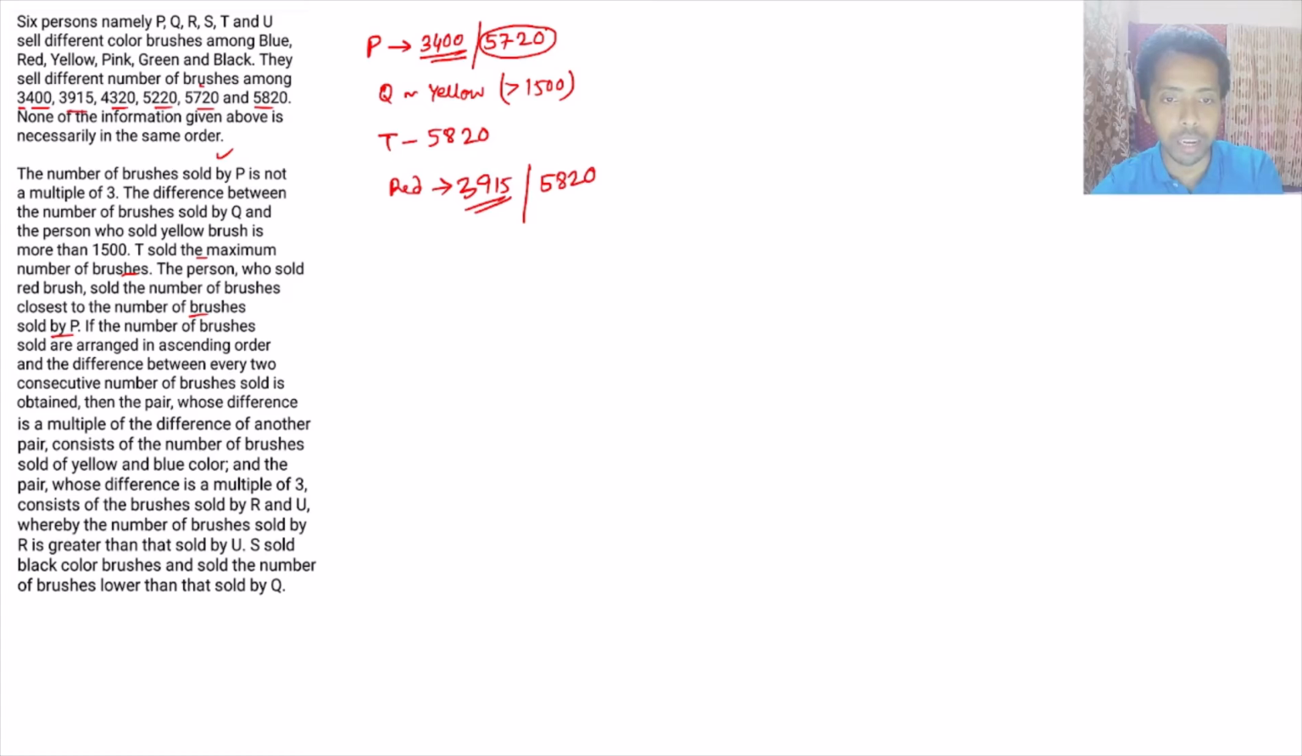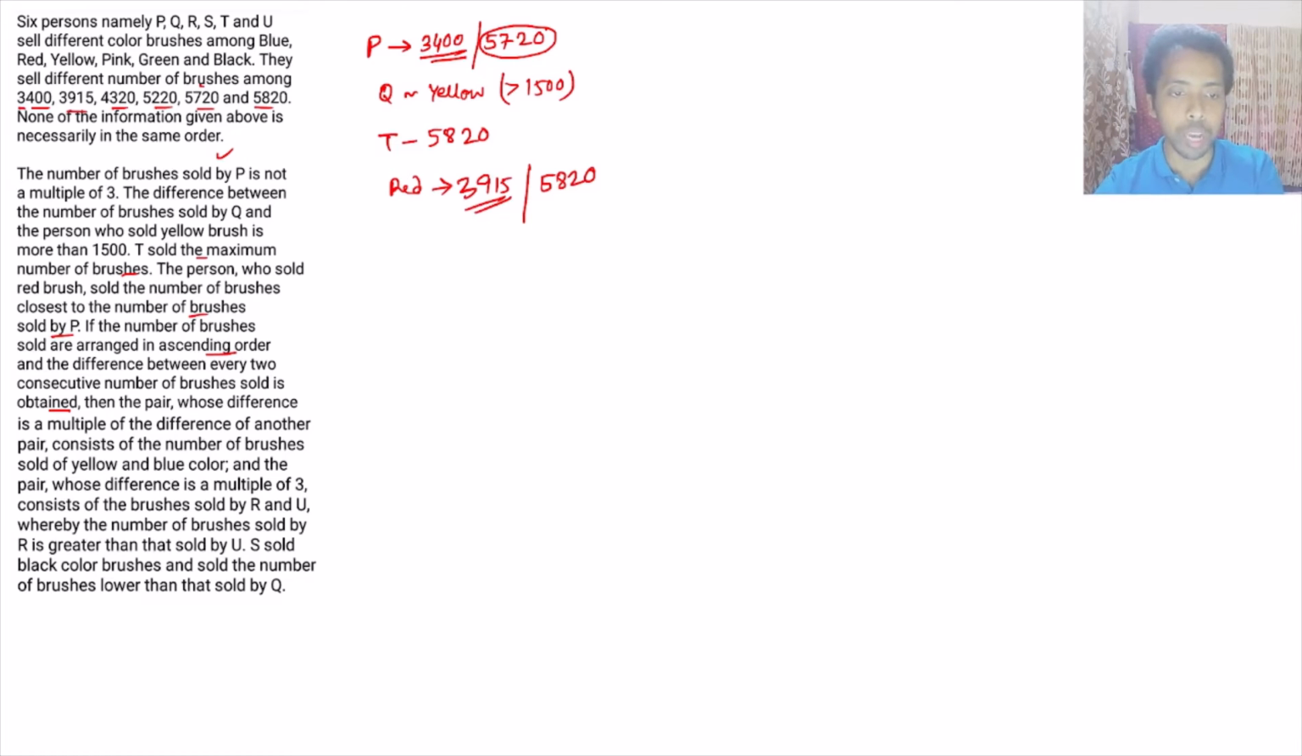T likes red color. Now, if the number of brushes sold are arranged in ascending order and the difference between every 2 consecutive numbers is obtained, then the pair whose difference is a multiple of the difference of another pair consists of the number of brushes sold of yellow and blue color. This is the lengthy statement. Understand it.